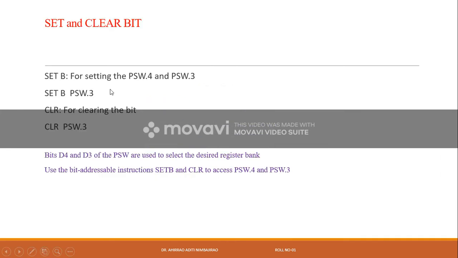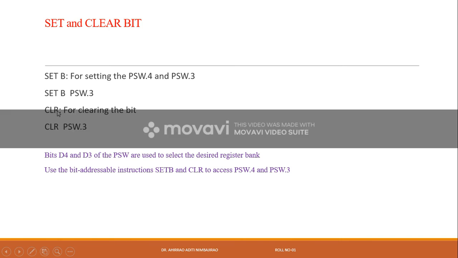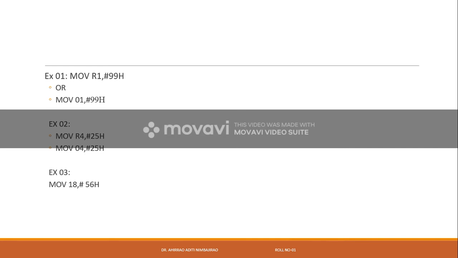See here how these commands are used. SETB is for setting the PSW.4 and PSW.3 bits. With SETB, we can directly set PSW.3. For clearing the bit, that is, setting it to 0, CLR PSW.3 is used, as indicated here. Now bits D4 and D3 of PSW are used to select the desired register banks. You need to remember this point, and we can use the SETB and CLR instructions to set and clear these bits.